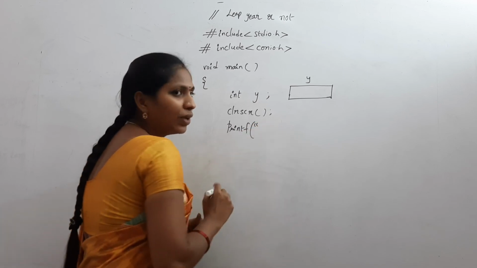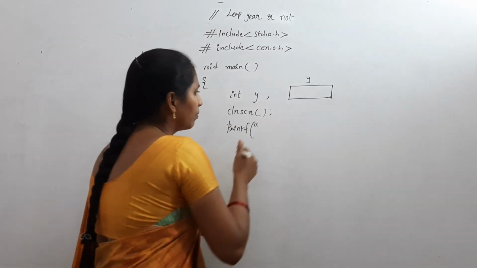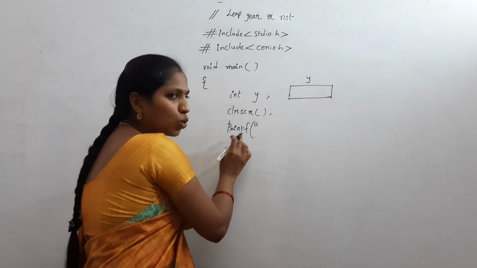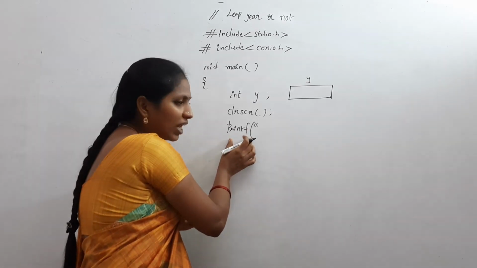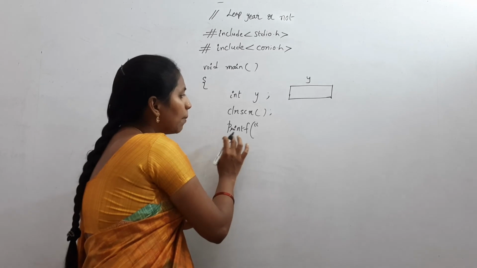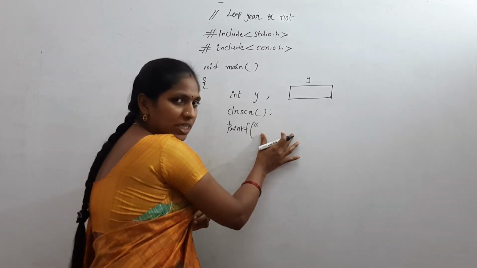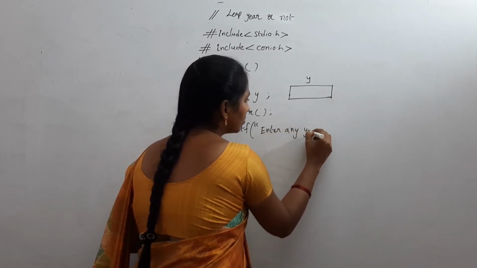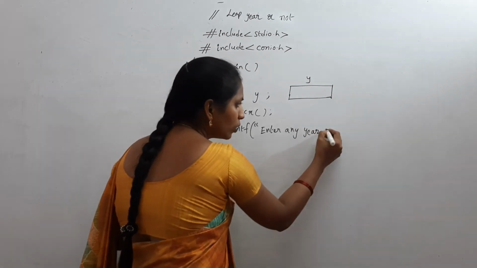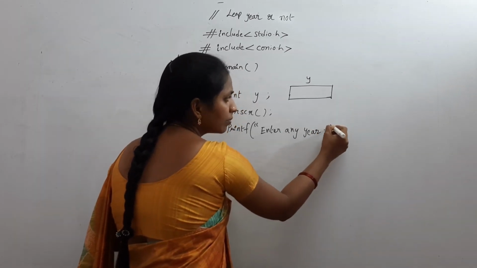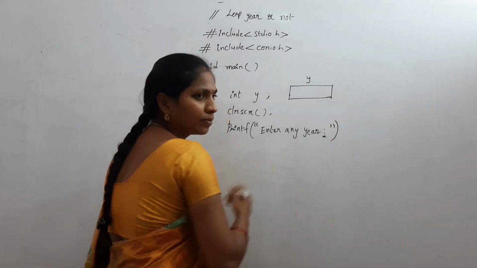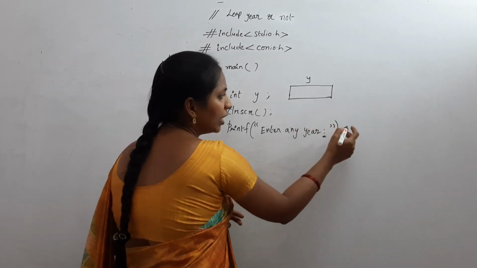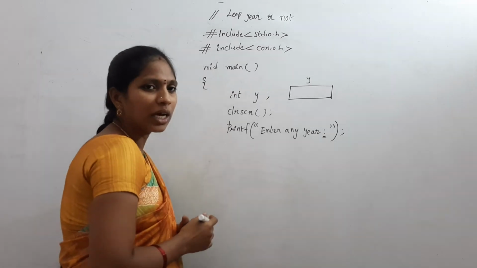Next, to display any message at the result screen, that is the output screen, use the function printf. Within double quotations, write your message, the message you want to display at the output screen. Printf has no space between print and f; it is only one word, all small letters. Printf, bracket open, within quotations write your message: Enter any year. After this I display a colon; this is not a rule, I just wrote it to display a colon. Every statement must end with a semicolon.